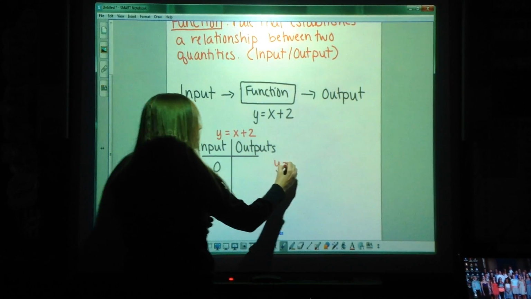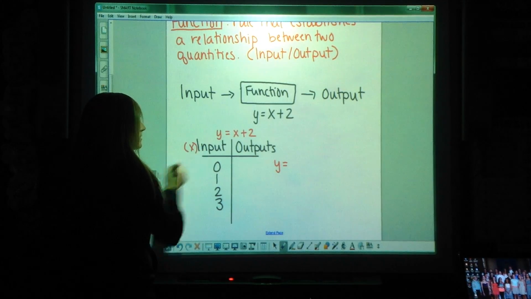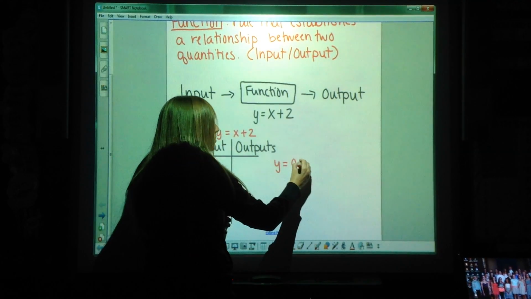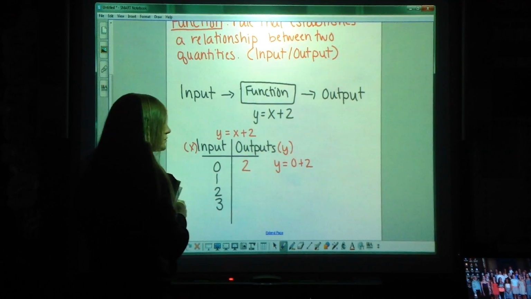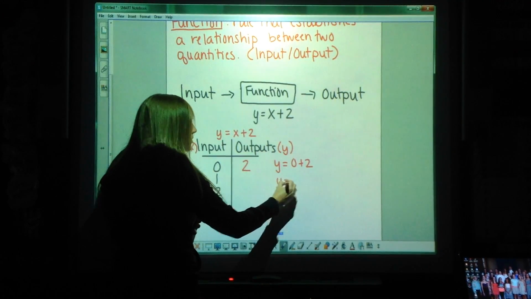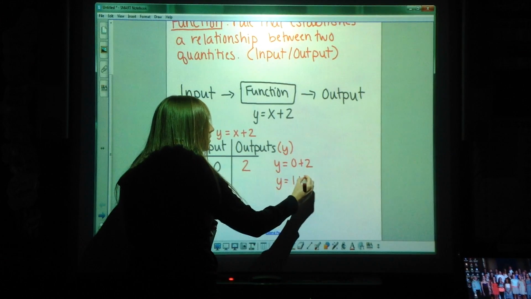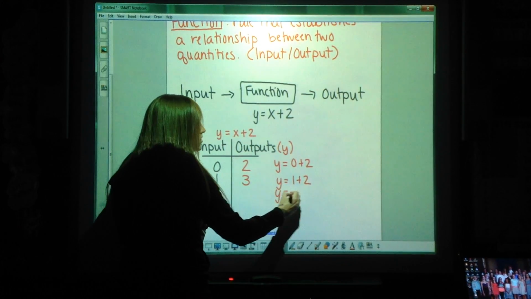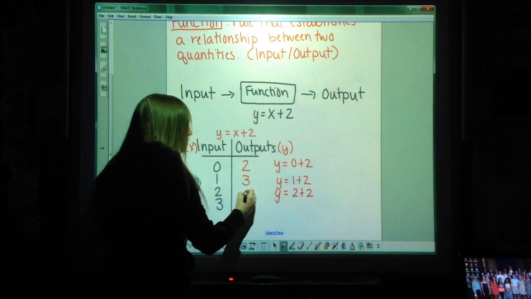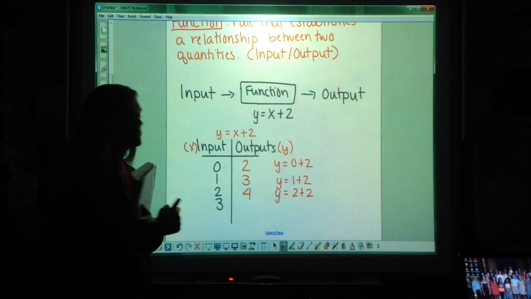outputs. Now keep in mind, these are your x's. 0 plus 2. These are your y's. My input is 1. This time my input is 2. And the last time my input is 3.